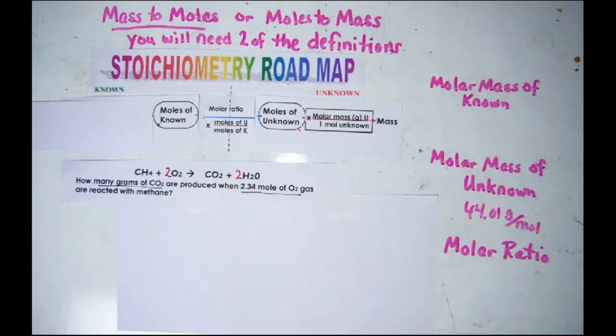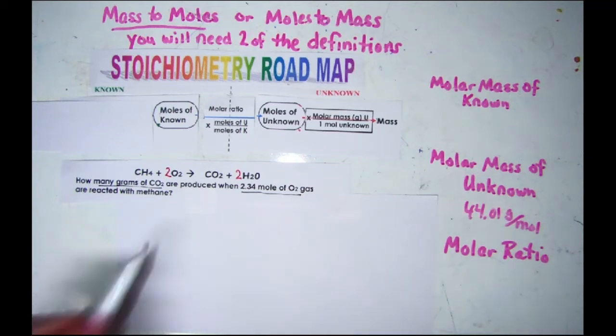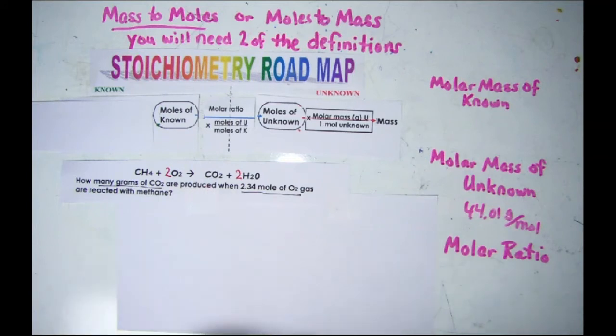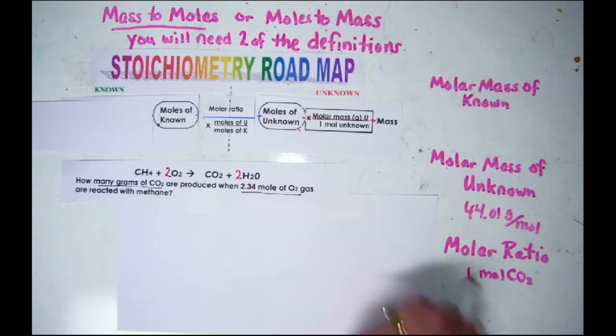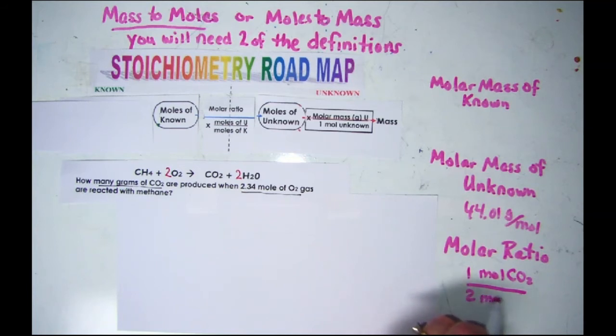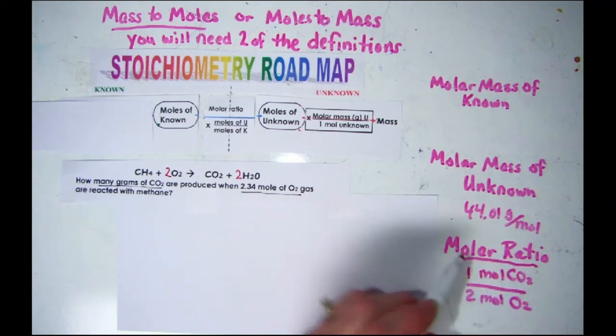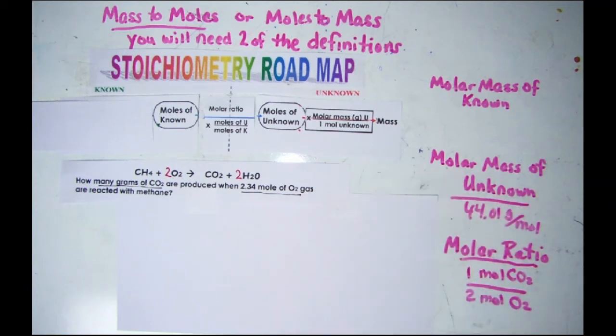Now that we have this, we can go ahead and get a molar ratio. The two things in our problem are oxygen and carbon dioxide. Remember, molar ratio is always going to be the moles of the unknown, which is CO2, and that is a 1, over the moles of the known, which is O2, and that is a 2. So we have our molar ratio, and we have our molar mass. We have the 2 pieces of information we need.